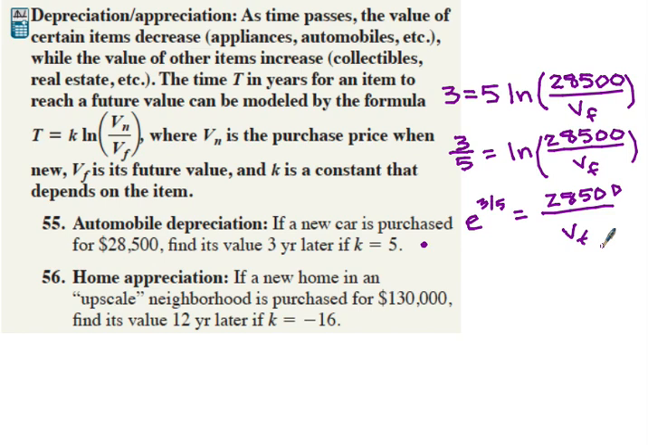Okay, how do we get future value by itself? Let's multiply by that, and then divide by the e. So our future value is going to equal 28,500 divided by our e to the 3/5, which is just the value. What do we end up with? Everybody got that? 15,641. Perfect.